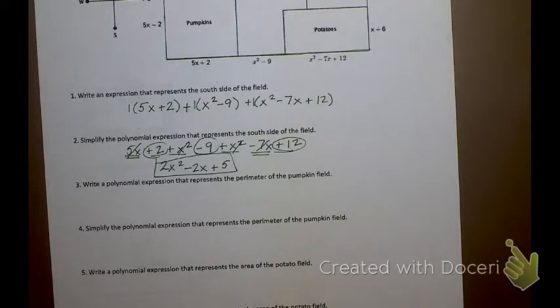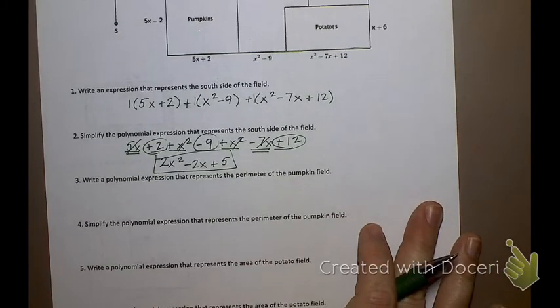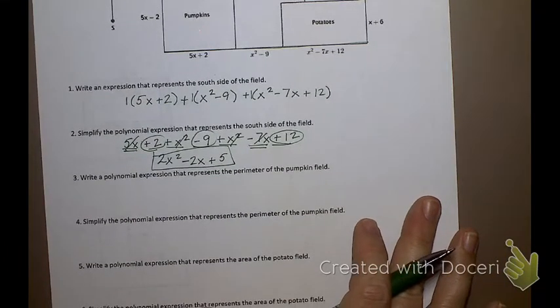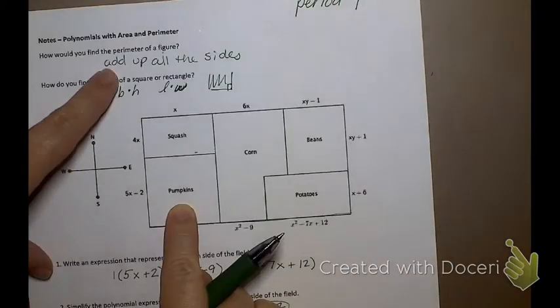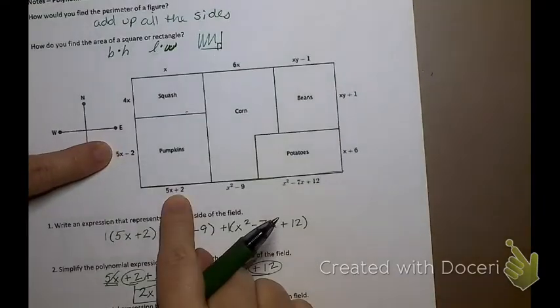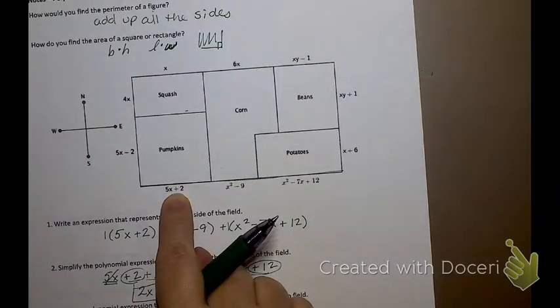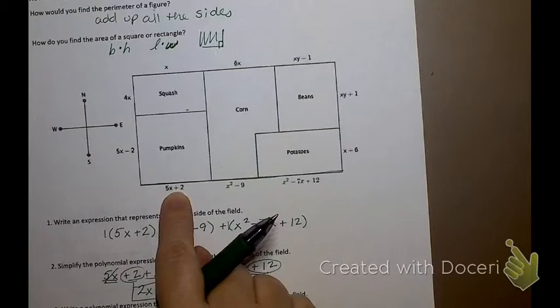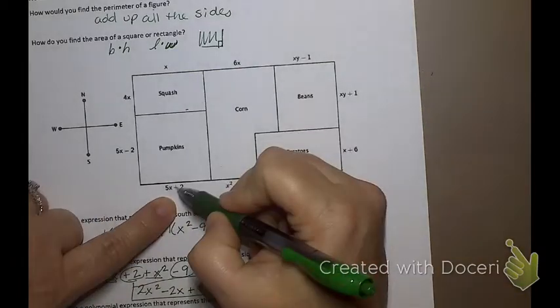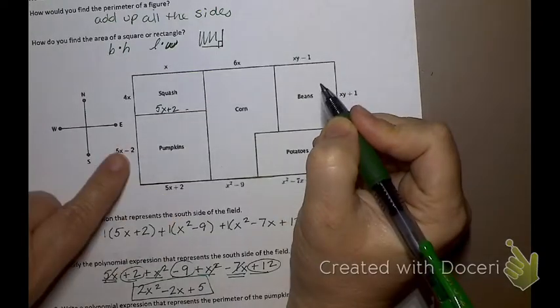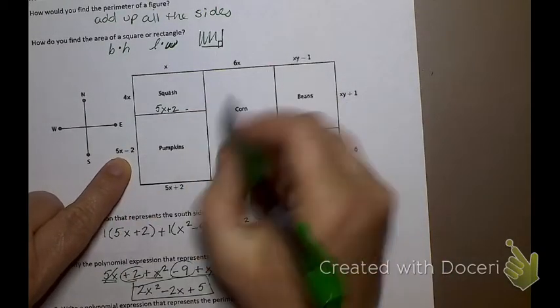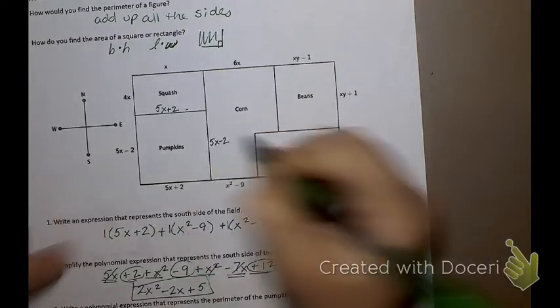Okay? All right, number 3, write a polynomial expression that represents the perimeter of the pumpkin field. Well, my pumpkin field is right here. And how did we decide that you find the perimeter? You add up all the sides, but only 2 sides are labeled. Do you see that? And there's 4 sides. So how can I add up 4 sides if I only know 2 of them? It's a square. They're all the same. It's not a square. It's a rectangle. So if this side is 5x plus 2, this side is also 5x plus 2. And if this side is 5x minus 2, the one across from there is also 5x minus 2.